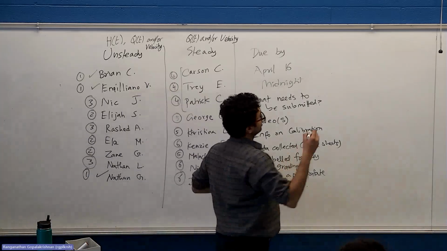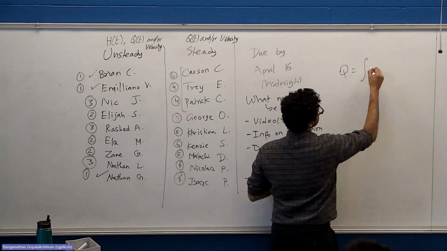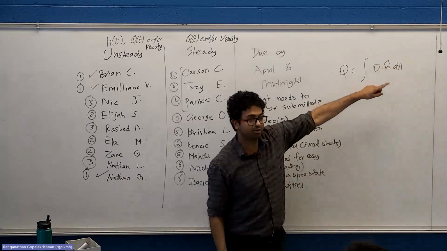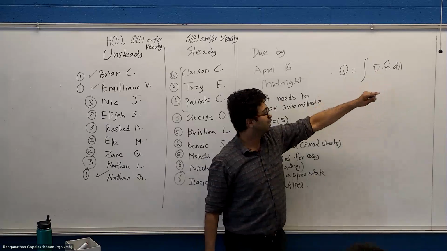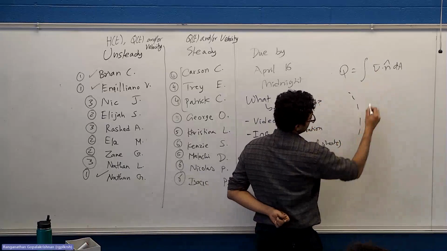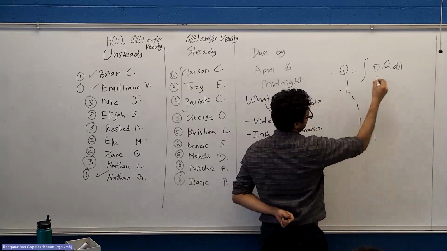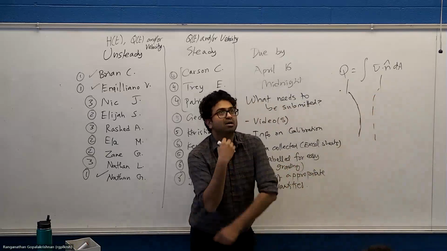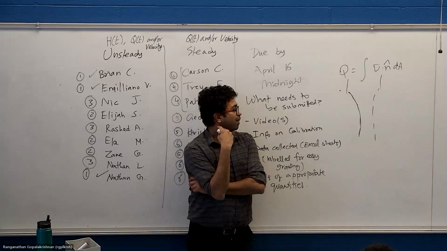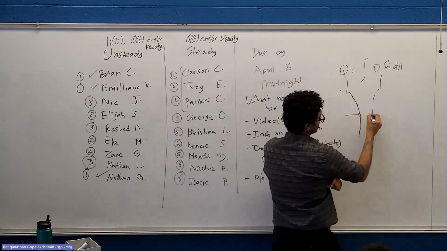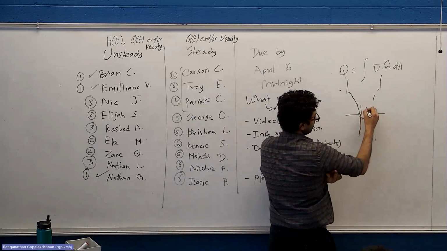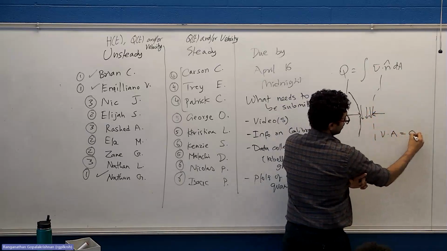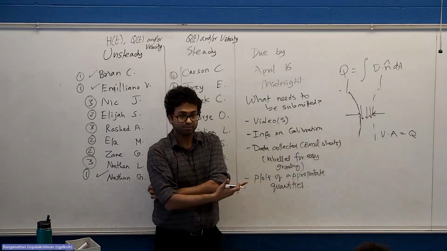In your class so far, you have learned Q is integral V dot n dA. That's what you have learned. If you know the velocity profile, you can measure flow rate. You can think about the cross section of the liquid that's coming through, and you can try to measure what this cross section is and try to measure what this velocity is. So you can multiply velocity times cross section to get your flow rate. That's one way to think about it.